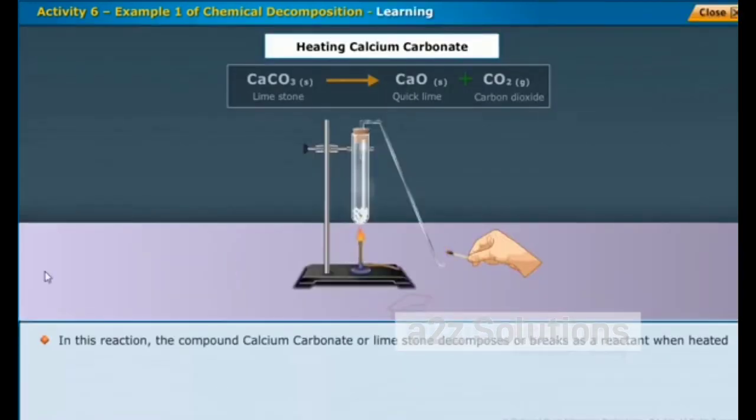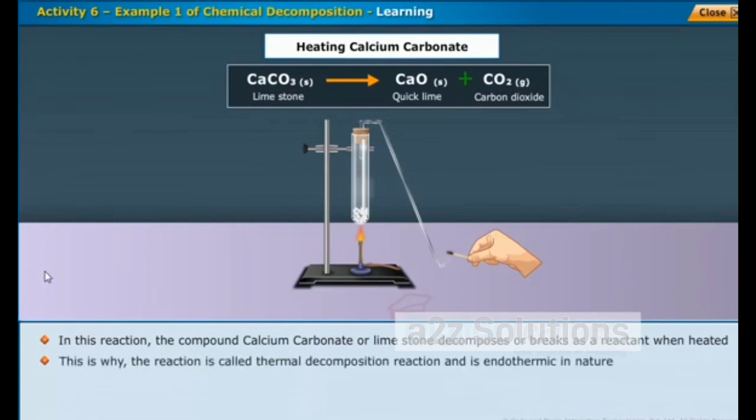In this reaction, the compound calcium carbonate or limestone decomposes or breaks as a reactant when heated. This is why the reaction is called thermal decomposition reaction and is endothermic in nature.